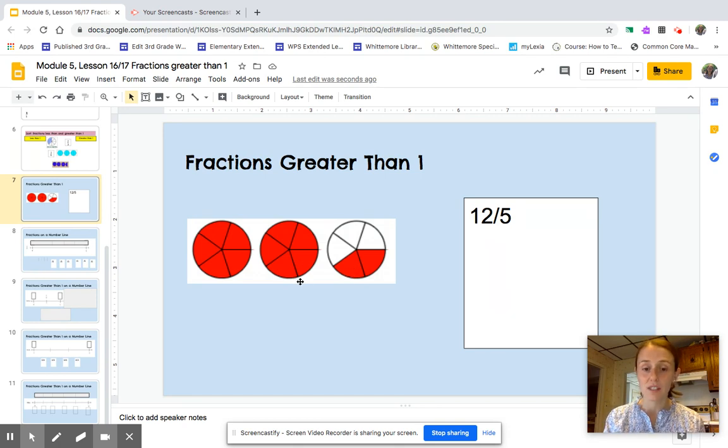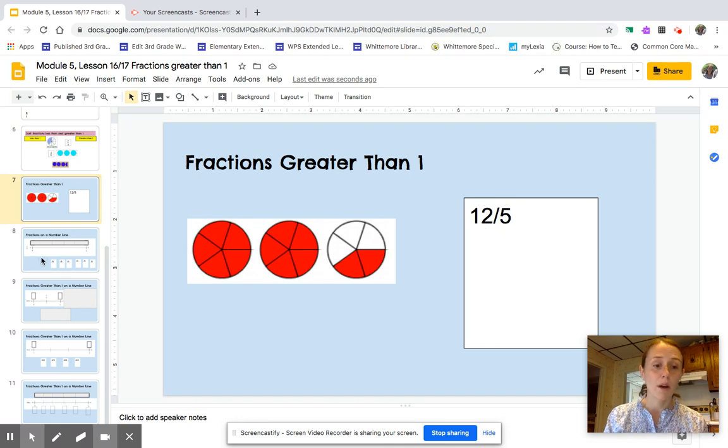That's going to tell me that I have 12 filled in pieces of my 3 wholes that are each divided into fifths. Okay? So I know that 5/5 made up my first whole, 10/5 made up my second whole, and my additional 2/5 of my third whole gave me my total of 12/5.